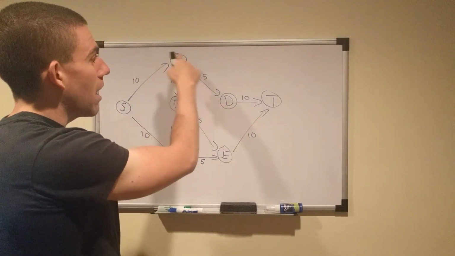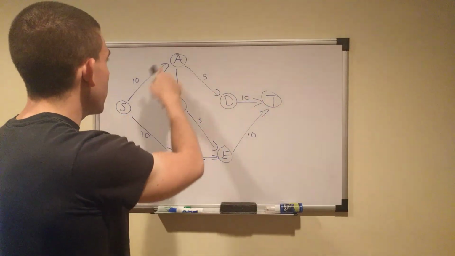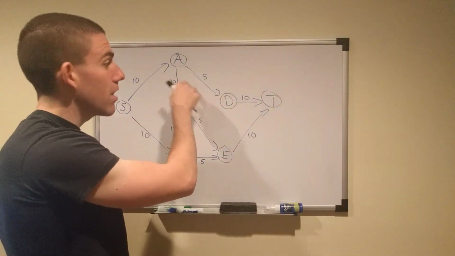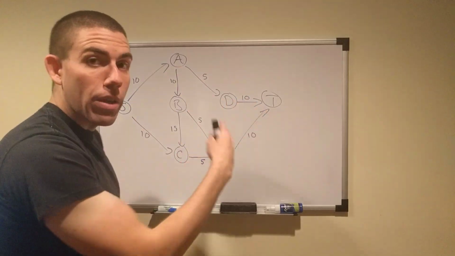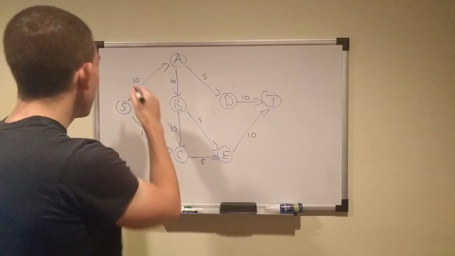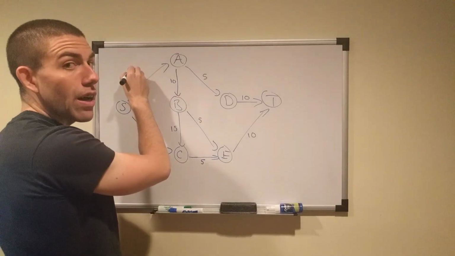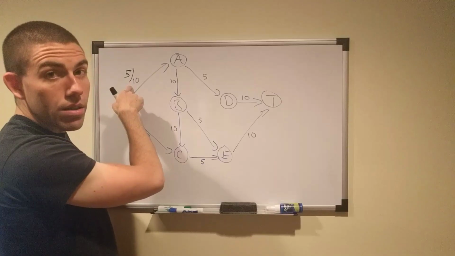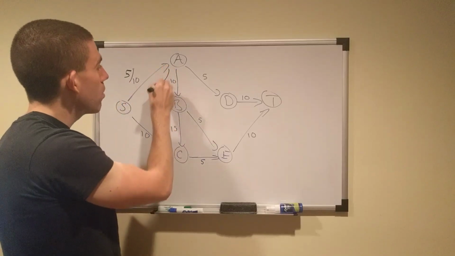Let's take that original path that I said before. We'll do S to A to D to T. So we're bottlenecked here by 5. You can see that's the minimum value along the path, so we have to send that amount. Well, or we could send less, but why would we do that? So, we're going to send 5, which means that we have a capacity of 5 remaining on this outgoing edge because we sent 5.